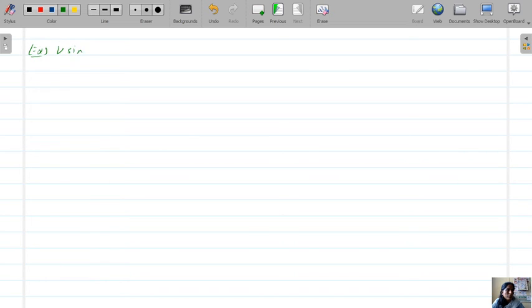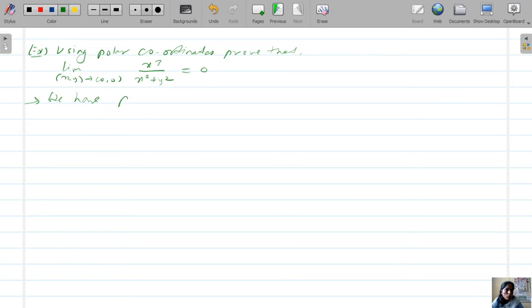Using polar coordinates, prove that limit (x,y) tends to (0,0) of x cube upon x square plus y square is equal to 0. So we have polar coordinates. Very first, write down what the polar coordinates are.